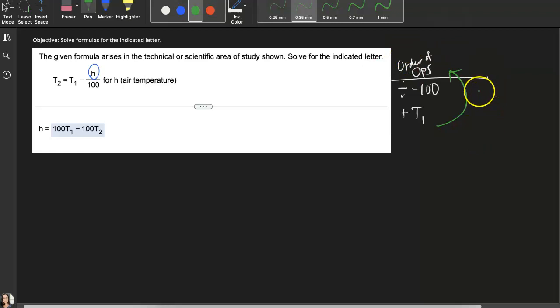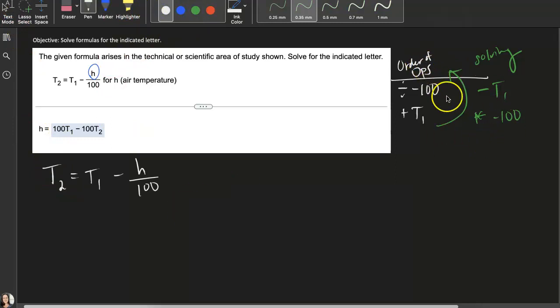So the first thing that we're going to do when solving is we're going to subtract t sub 1, and then we're going to do the inverse of divide, which is multiply, and we're going to multiply by negative 100. So let's see how that plays out here in this particular example. So we analyze the order of operations. We're going to go in the opposite order, but with the inverse operations as well. So our first step would be subtract t sub 1 from both sides.